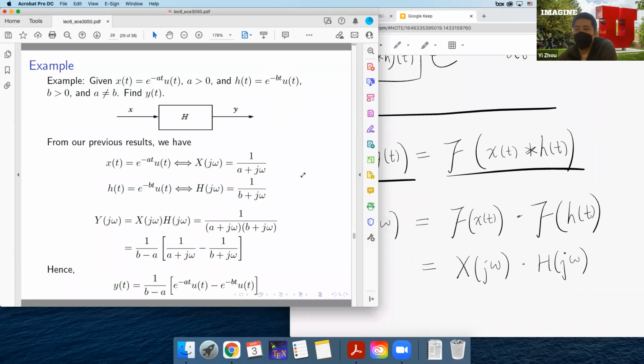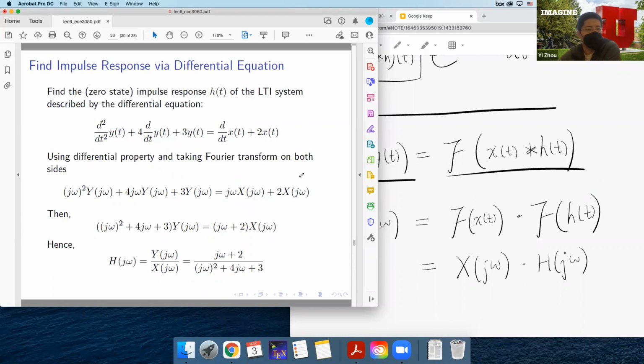Yeah, I think I will stop here. And next we'll talk about the application of Fourier transform to partial differential equations.